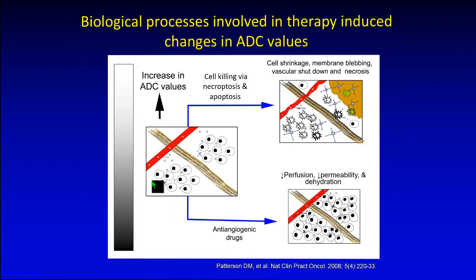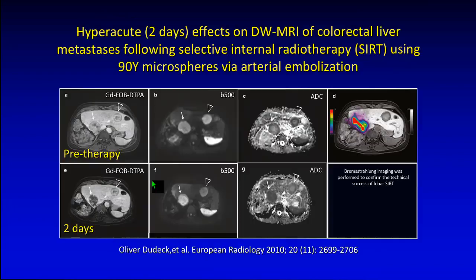Now, what you've got to remember is that diffusion imaging can be altered not only by cell kill, but also by the extracellular space. So if you were to do an anti-angiogenic therapy and shrink the extracellular space, the ADC value would go down. So you need to think about what your imaging is showing you in relation to the mechanism of action of the drug. Okay, and let me just show you an example.